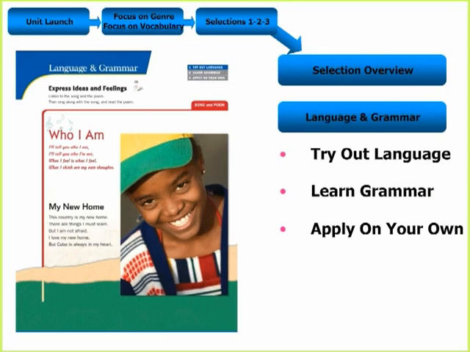Now that we've built background, we are ready to begin front-loading the language and grammar. Inside provides a consistent and systematic plan for instruction in the forms and functions of grammar and language development. The language and grammar instruction allows students to try out language, learn grammar, and apply their new learning on their own.